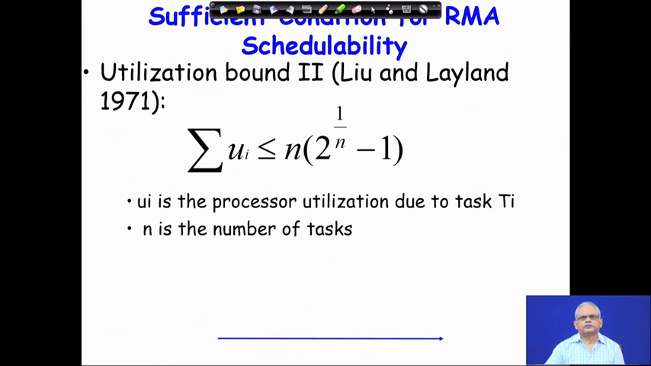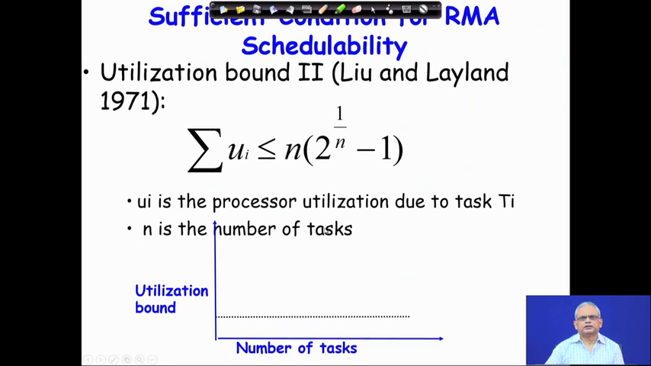Of course, you can check that it is always less than 1, because even if n is equal to infinity, we have infinity into 2 to the power 1 by infinity minus 1. That is an indeterminate form, but if we use L'Hospital's rule, we will find that it is 0.69. We will come to that. Let us see how the utilization bound varies with the number of tasks.